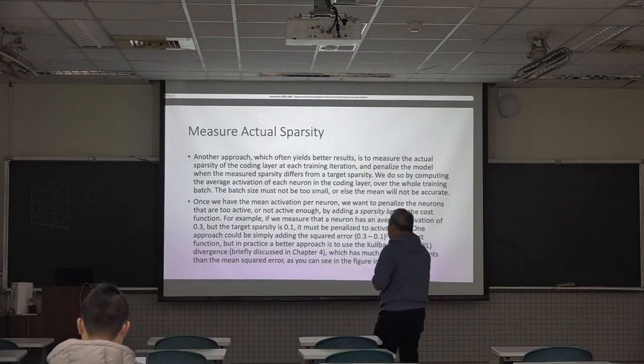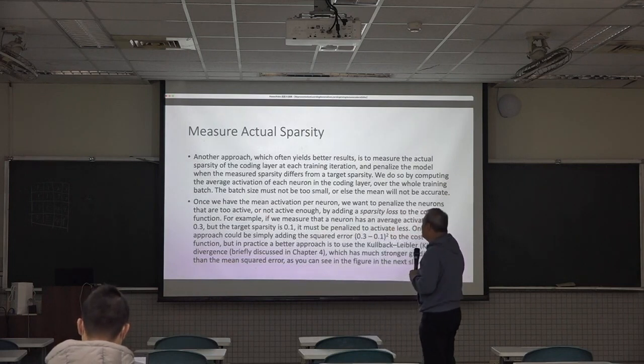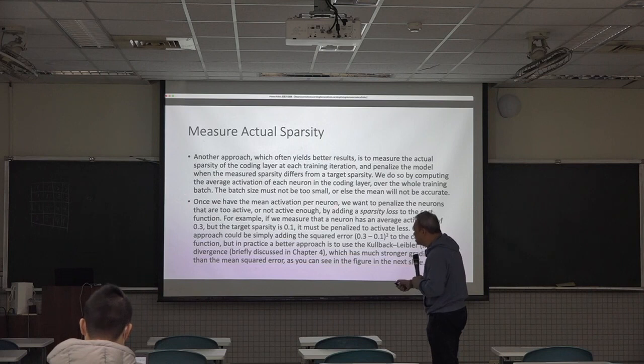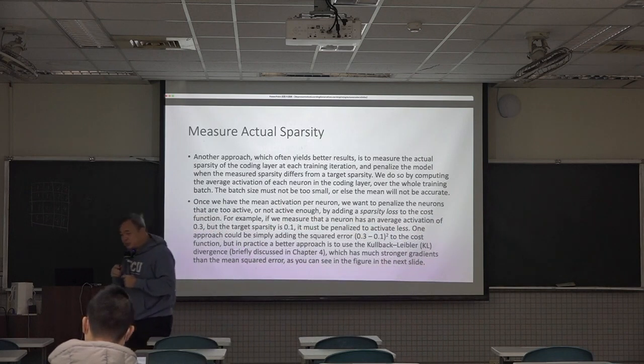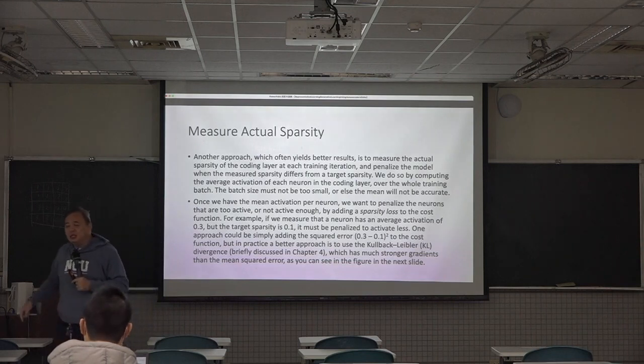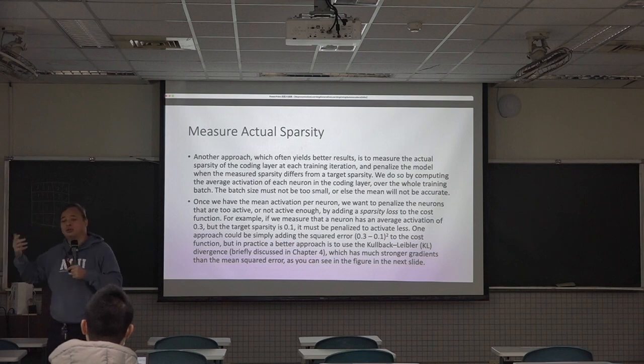Once we have the mean activation per neuron, so this is enforced per neuron, we want to penalize the neurons that are either too active or not active enough. In L1, we only penalize if the group of neurons is active too much, right? But if the group of neurons isn't that active, we don't penalize it, right?